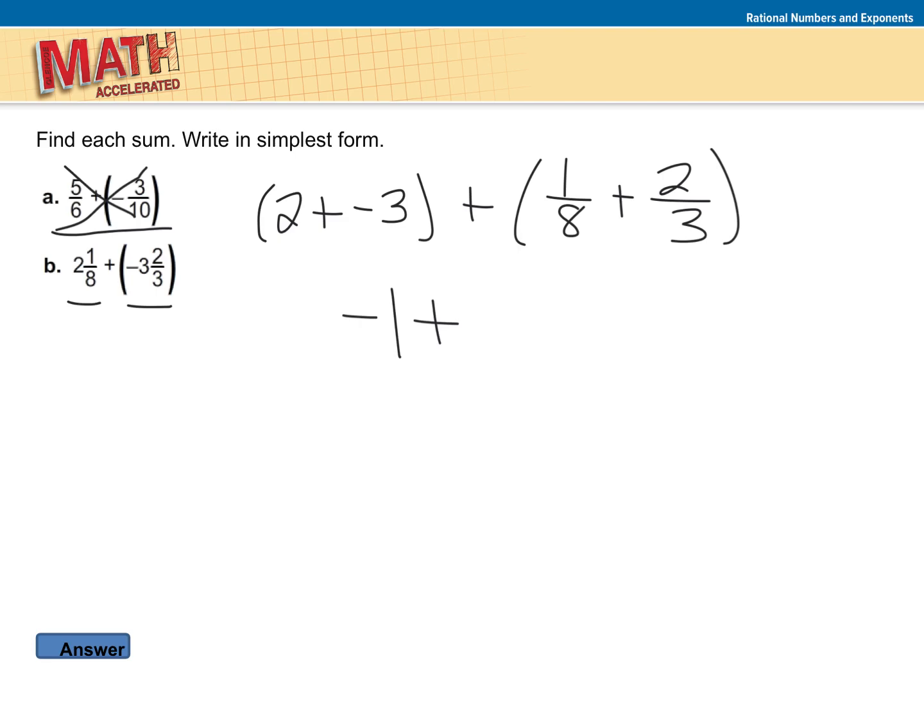Start with the bigger one. Does 3 go into 8? No. What's the next multiple of 8? 16. Does 3 go into 16? No. What's the next one? It is 24. Does 3 go into 24? Yes, so we need to turn these into 24.